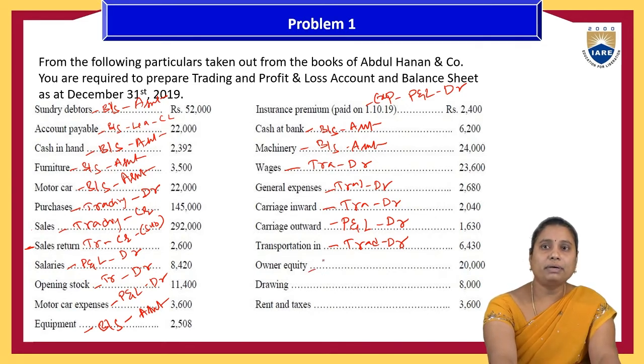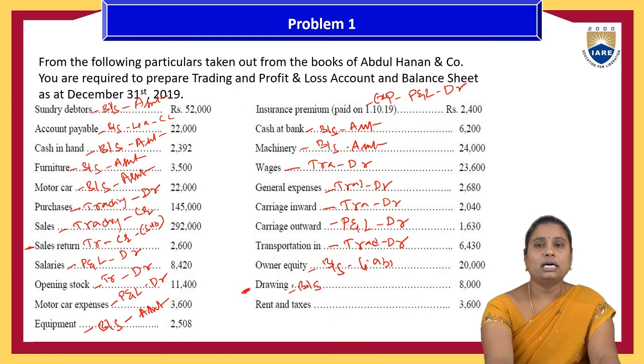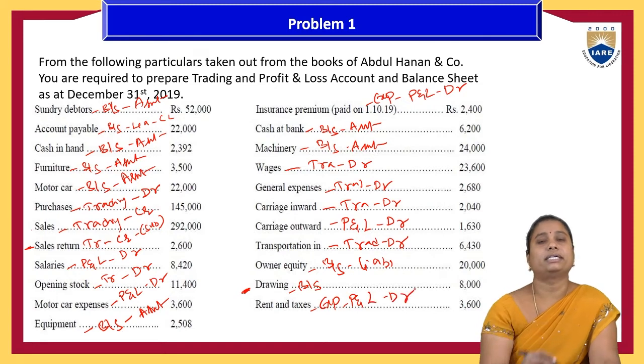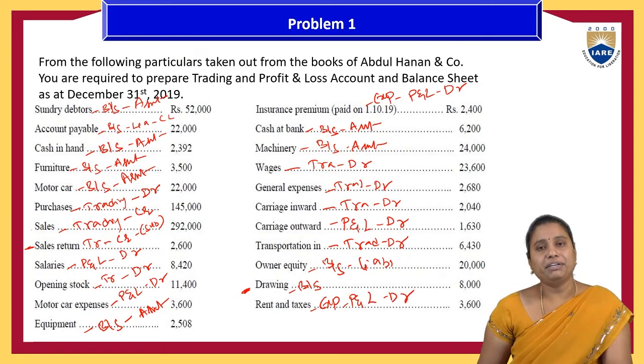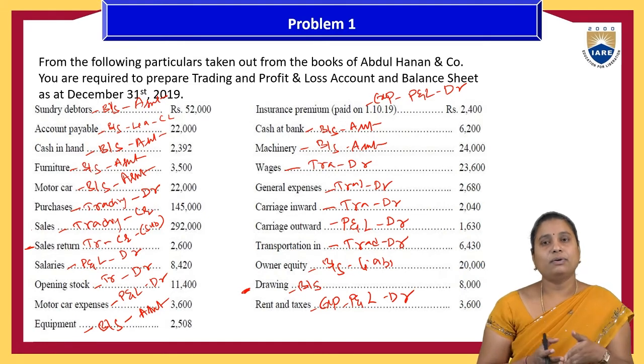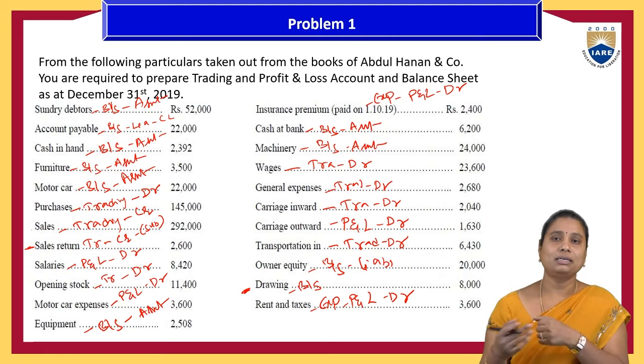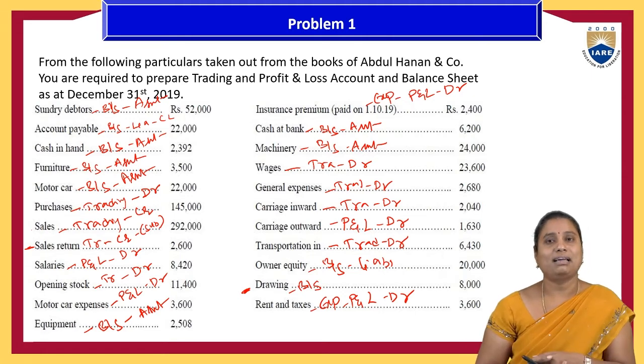Owner's equity, capital, that is balance sheet, liability side. From this owner's equity, we will subtract the drawings, that is in the balance sheet only. And the next one is rent and taxes. These are all expenditures for the organization, so profit and loss account, on the debit side. Like this, we have identified their entries, the correct entries, and just putting them in the pro formas is all that is left for us.